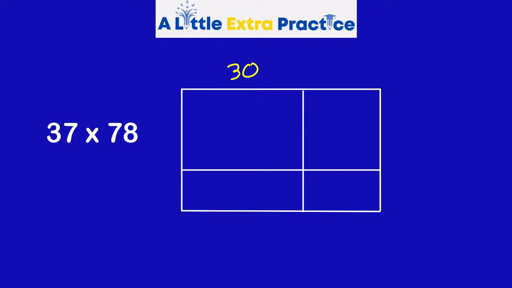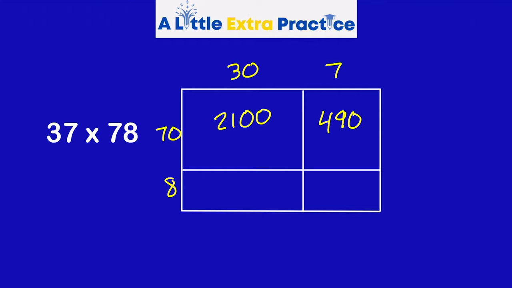My first step is to separate the numbers by tens and ones. 37 times 78. 70 times 30. 7 times 3 is 21. Add the two zeros. 7 times 7 is 49. Add the one zero, 490.